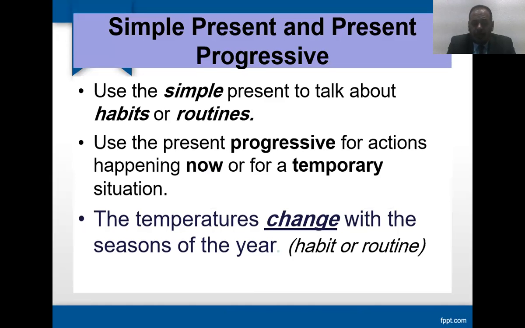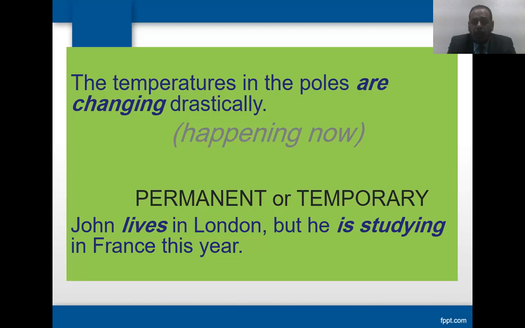For example, the temperature changes with the seasons of the year. This is a fact. But when I say the temperatures in the poles are changing drastically, this is a temporary situation, something happening now. So we use are with temperatures and changing. We put ing. Notice that for the verb change, we take away e and put ing.